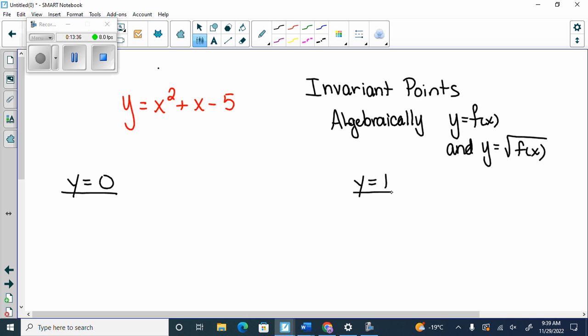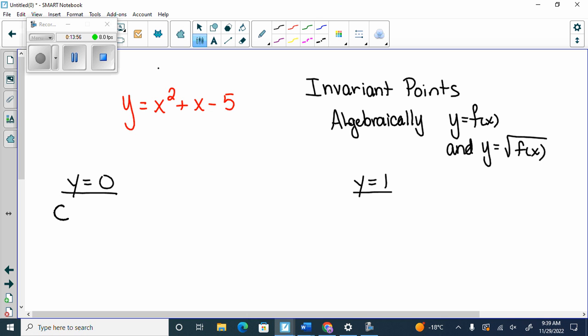So, all we do is we take either the original or the square root function, set y equal to 0 and 1, and solve for them. That's it. So, I know this graph is below the x-axis, so I know I'm going to get two x-intercepts and two places where y equals 1, correct? So I should get two solutions for y equals 0, and I should get two solutions for y equals 1. So let's try it out.